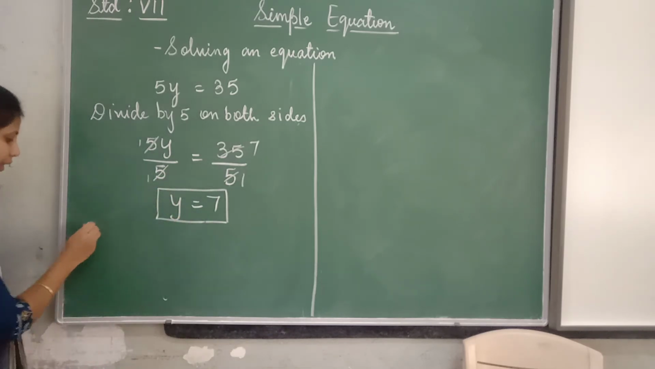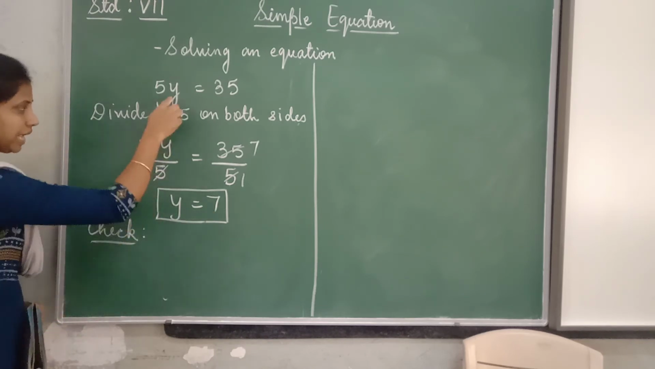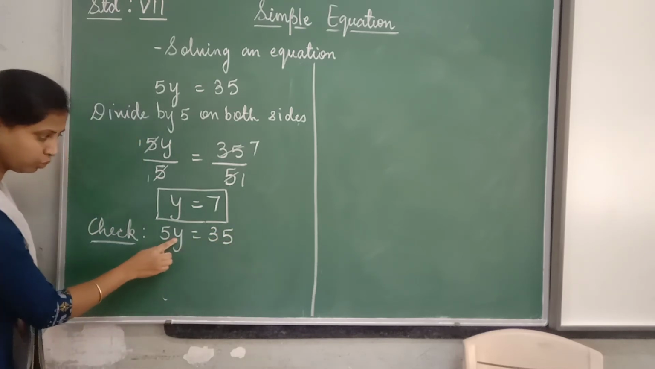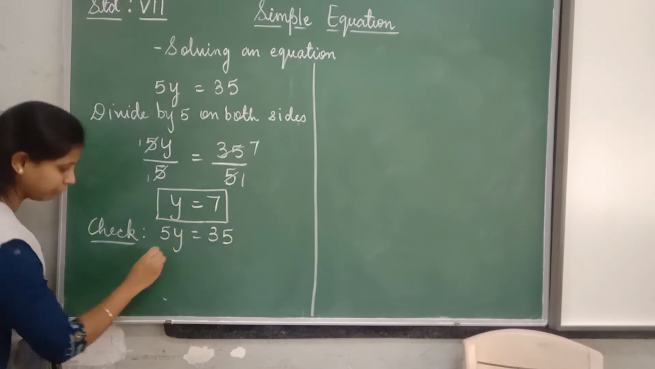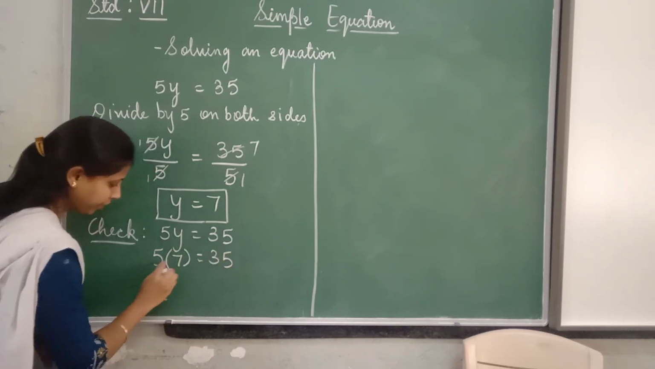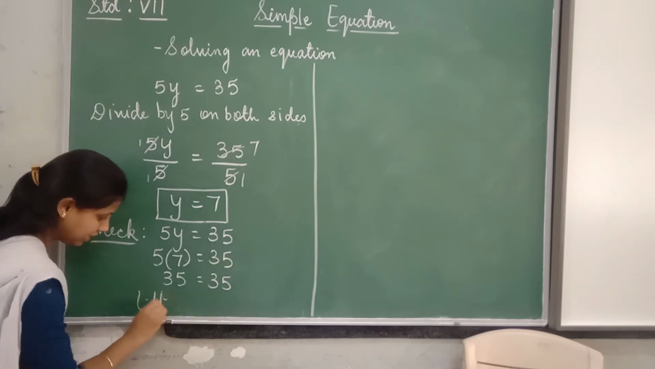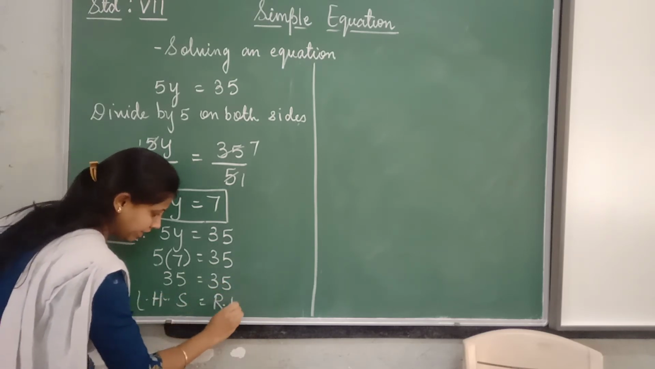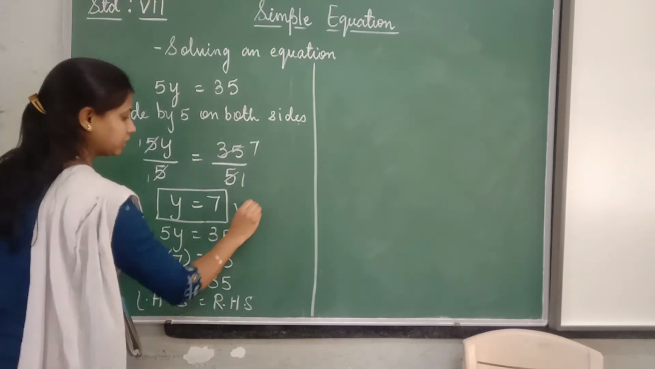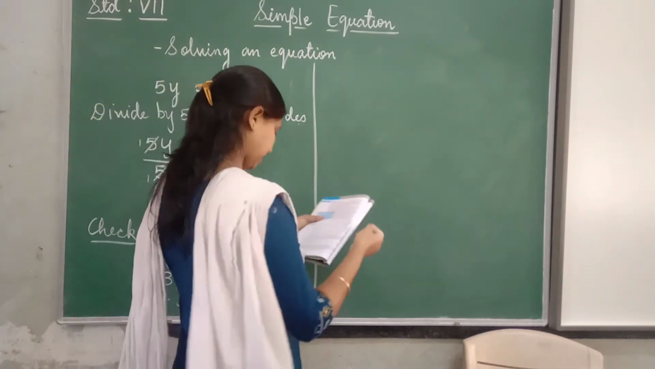Here also you can check whether our solution is correct or not. 5y is equal to 35 is the equation. Substitute in place of y the value we have got: 5 into 7 is equal to 35. 5 sevens are 35, equal to 35. That is, LHS is equal to RHS. So when you get LHS equal to RHS, it means our solution is correct. Let's see one more example.